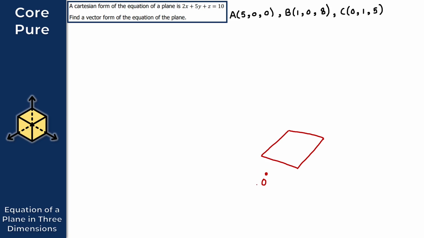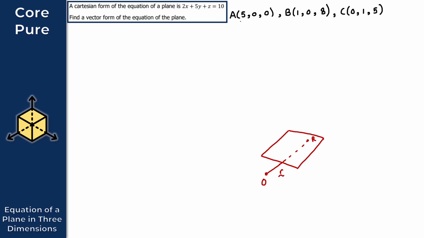And we want to go from this point O to some point on the plane. Let's call this R. So we want to go from O to R, like so. And from O to R, we can denote this as the position vector r.